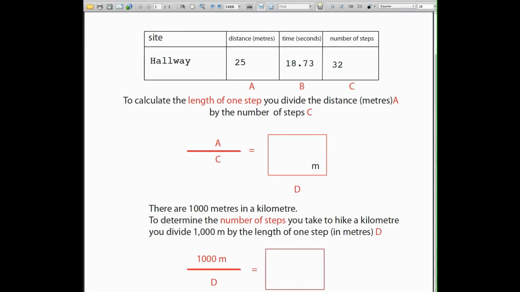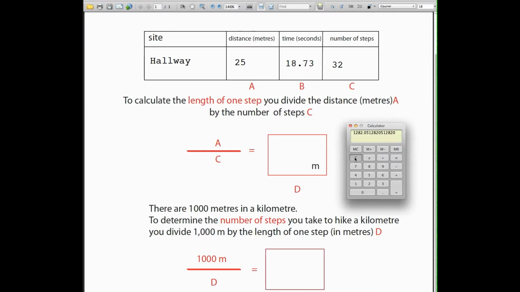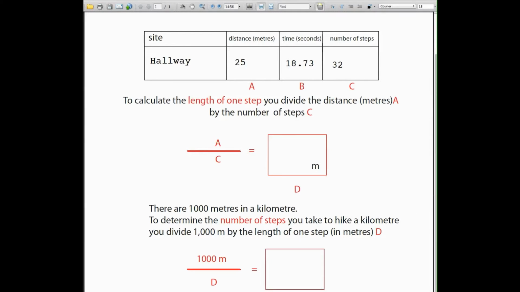Now, I can't do that in my head. So I'm going to take these same numbers in my handy-dandy calculator, divide 25 by 32. Lo and behold, I get 0.78125. I'm just going to call it 0.78 because much more accuracy is really irrelevant. I mean, we're already into the centimeters there. The next number would have been in millimeters. We're not that accurate.